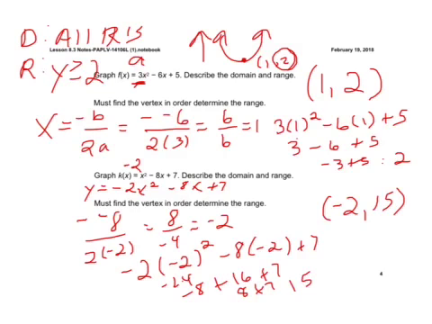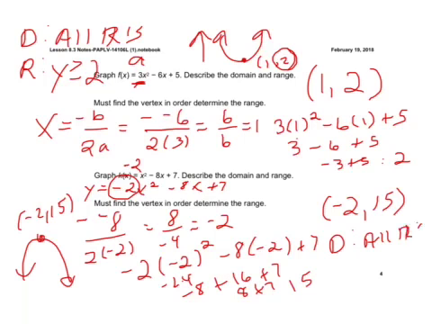And since this A, remember we changed the A to be a negative 2 there, this graph would open down, which means this point here of (-2, 15) is a maximum. So my domain again is all reals. And my range is y is going to be less than or equal to 15 because that was a maximum value, which means the graph opens down from there. All right?